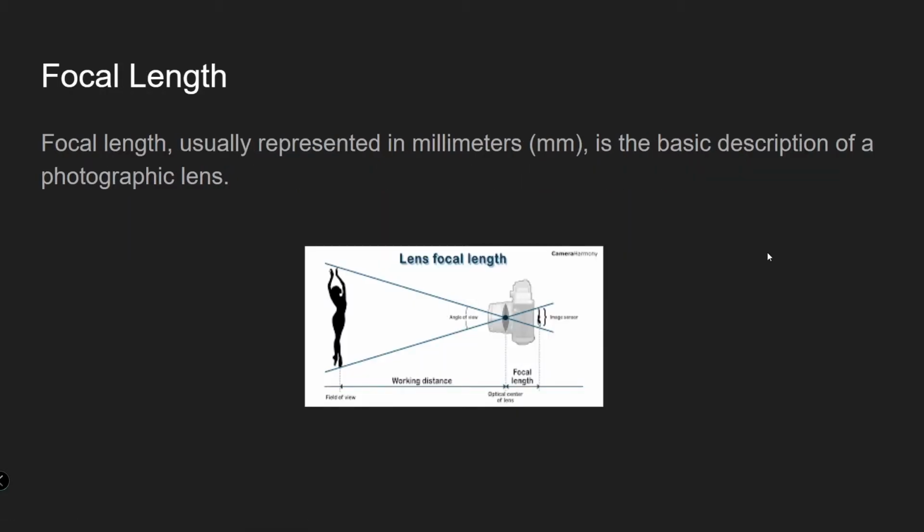Focal length is usually represented in millimeters and is the basic description of a photographic lens. It helps us reduce the field of view. So if we have a higher focal length, we have a lower field of view. And if we have a lower focal length, we have a higher field of view. And I will show this further in the video.